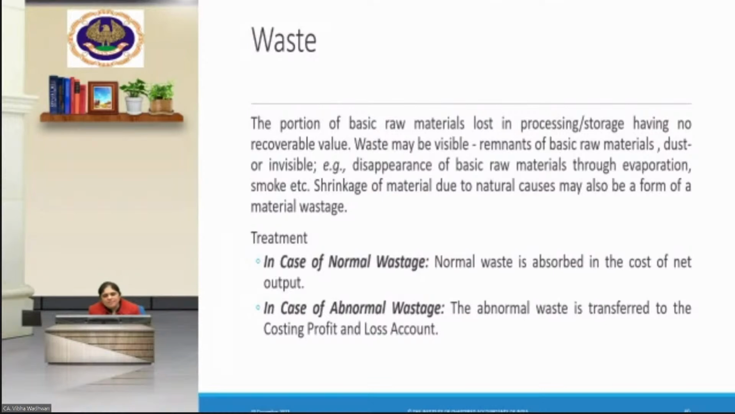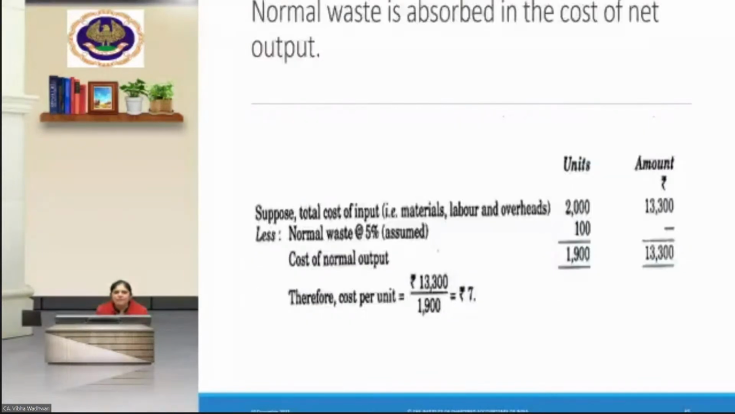So normal wastage is to be absorbed by the good units, and abnormal always has to be transferred to the profit or loss account. We'll understand with the help of an example. Let us say the total units we received was 2000, and the amount was 13,300. Normal waste has to happen, 100 units. Whenever I purchase 2000 units, 100 units will go off as waste. It will happen always. Normal waste means it's unavoidable. Due to the nature of the raw material, it will happen always. Clear? You can't avoid it.